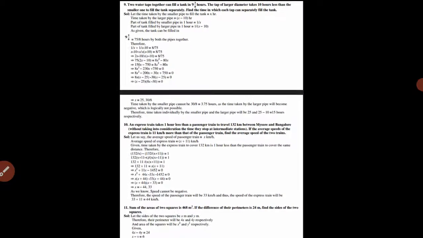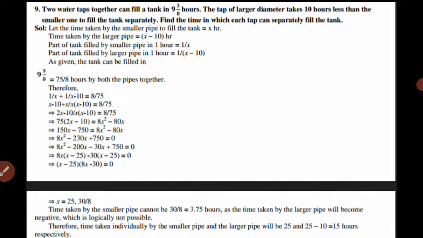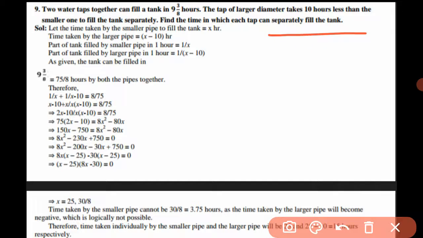In question number 9 we are given that two water taps together can fill a tank in 9 3/8 hours. The tap of larger diameter takes 10 hours less than the smaller one to fill the tank separately. Find the time in which each tap can separately fill the tank. So here we can say that the time taken by the smaller pipe be x hours, and the time taken by the larger tap will be x minus 10, because it takes 10 hours less.